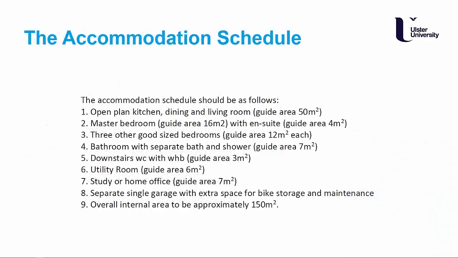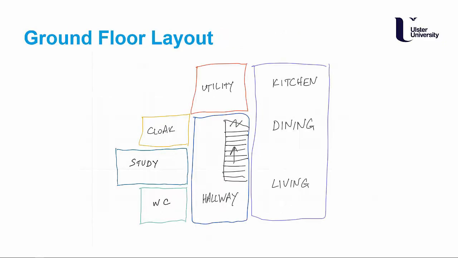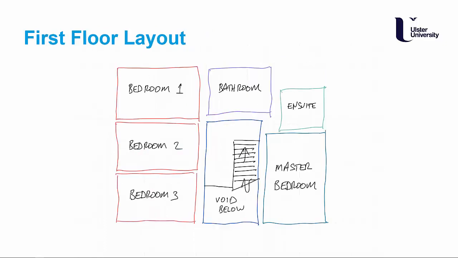The accommodation schedule that we're going to use for the house is based on the information on this slide, with an open plan kitchen, dining, living room area, and the other rooms listed there. A rough sketch has been done of the layout at this point, so we will use this as our first point for drawing in AutoCAD. This is the ground floor layout, and then a similar sketch has been done for the first floor layout, but these can be worked on as we go through.